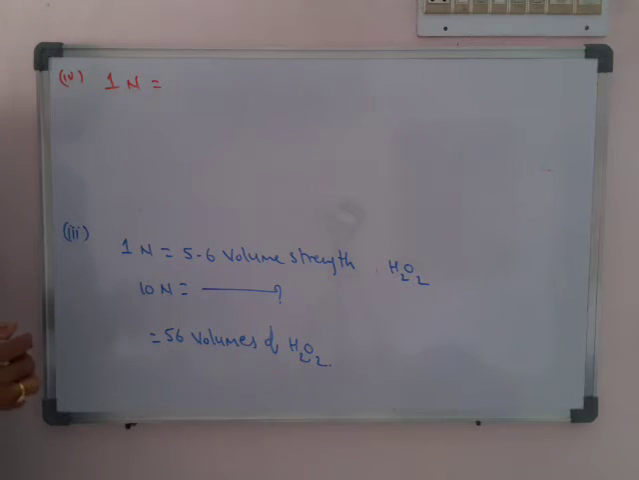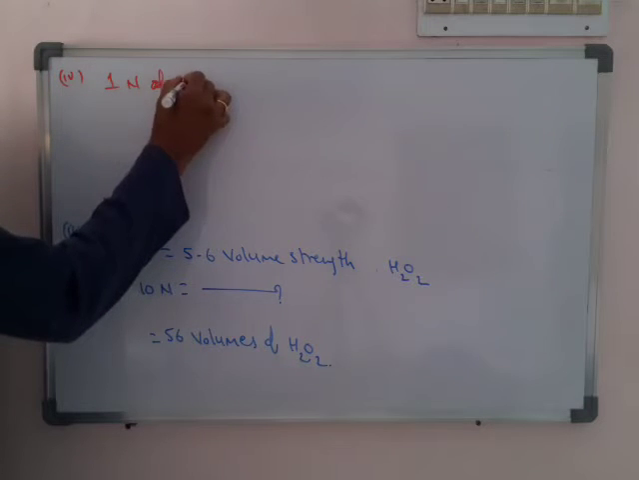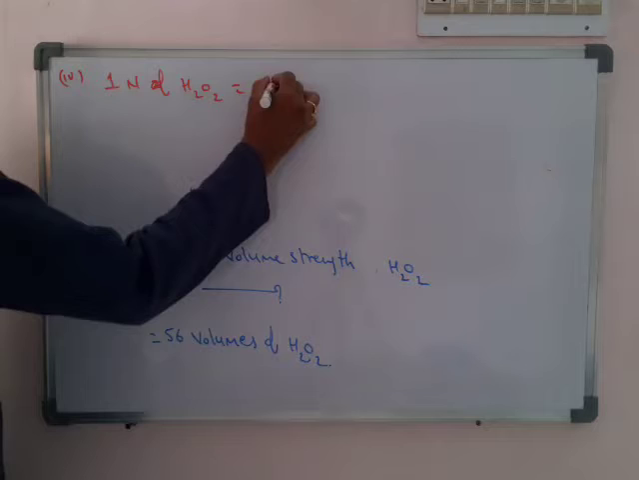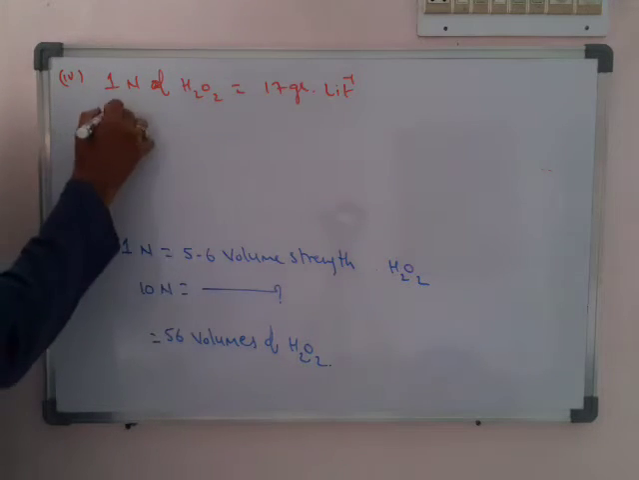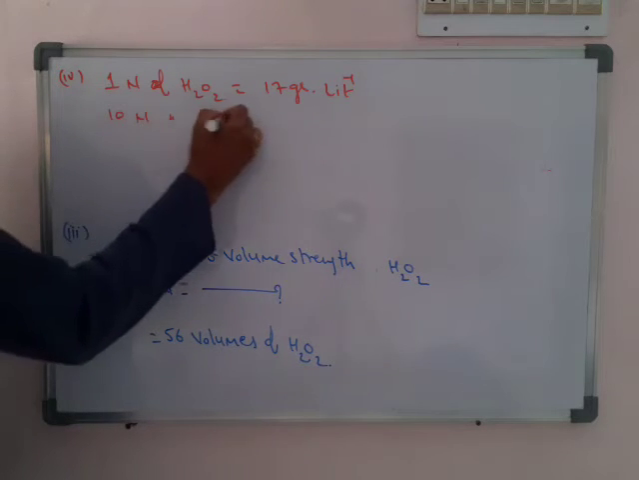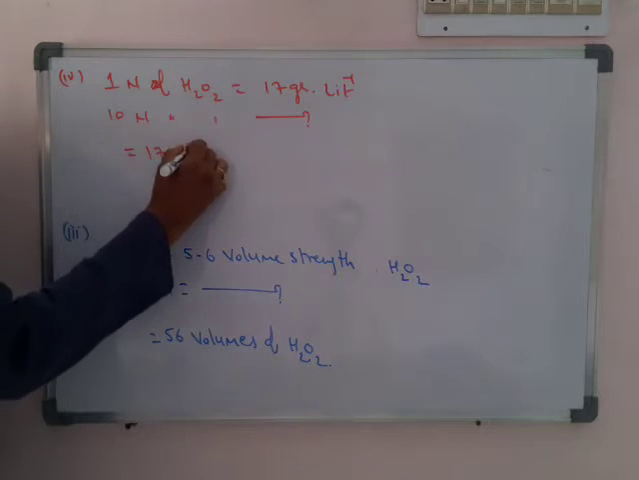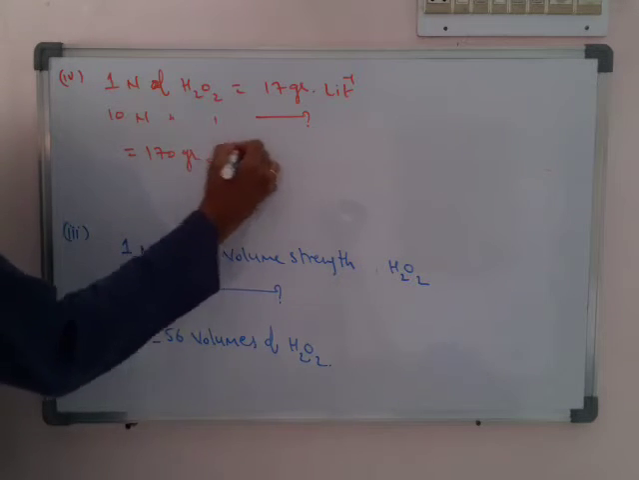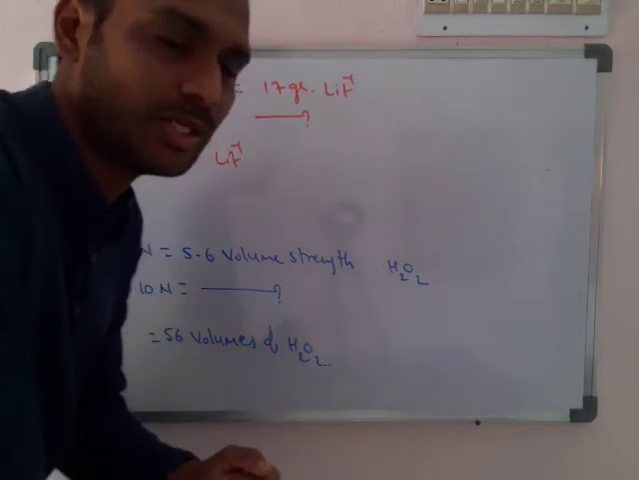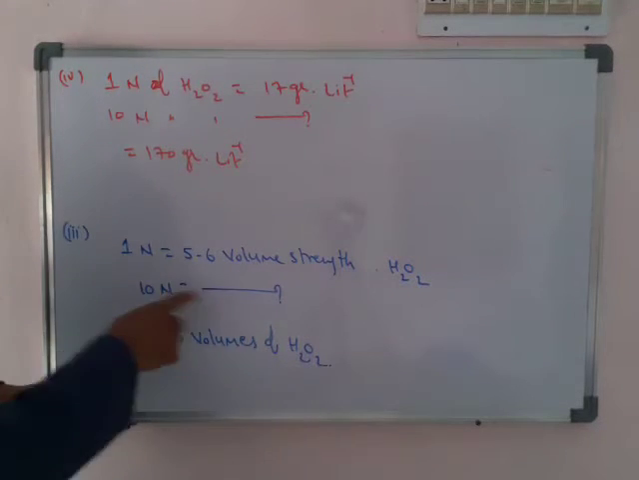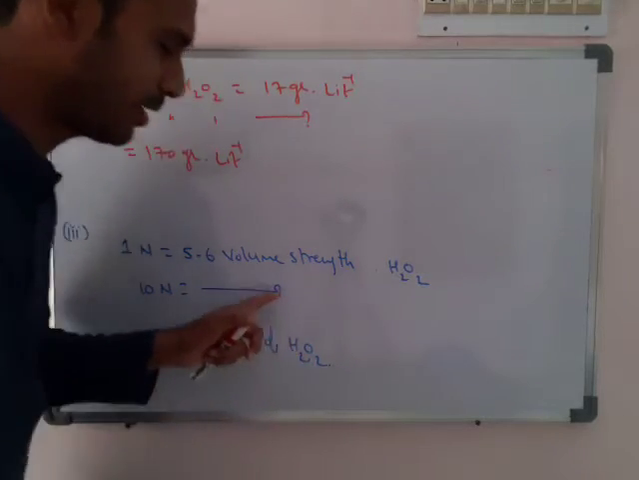So there is a 1 normality of hydrogen peroxide equals how many grams? One equivalent weight, like 17 grams per liter. So then what about 10 normality of hydrogen peroxide, it is equal to how many grams? Very simple, 170 grams per liter. So this is called strength. Grams per liter, this is called strength. Okay, it is a common method. Volume strength is only for hydrogen peroxide, that is in terms of available oxygen.